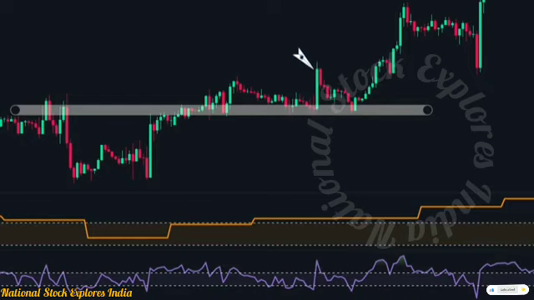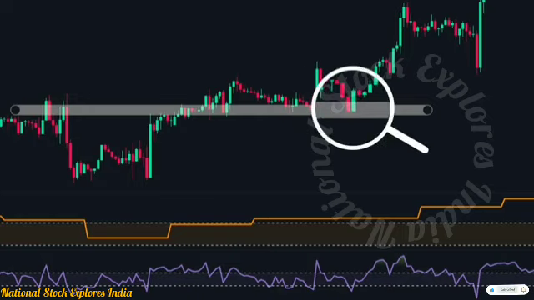Technically, our entry was here, but since the candle was really big, we cannot trade it. If we enter here, our stop loss will be below the recent swing low. And as you can see, the stop loss is too wide, so we wait. A few candles later, the price comes back into the support and goes oversold again. This time the price creates an engulfing candlestick pattern as the RSI moves above 40.